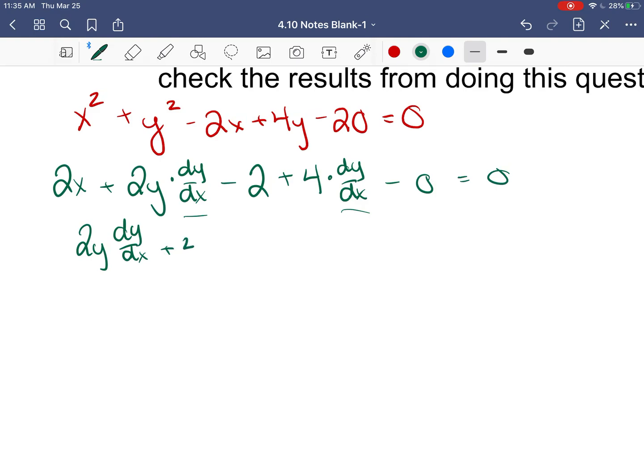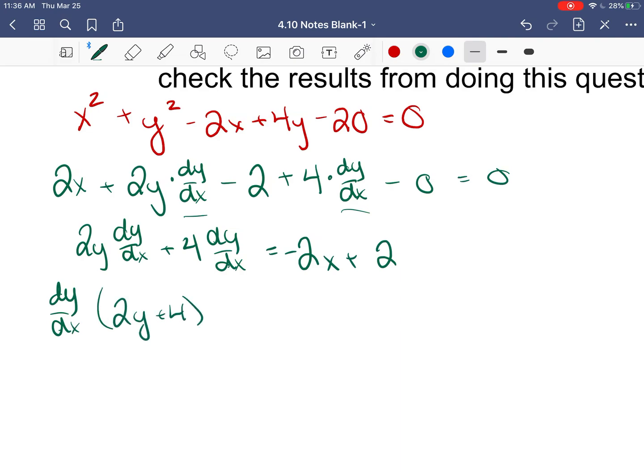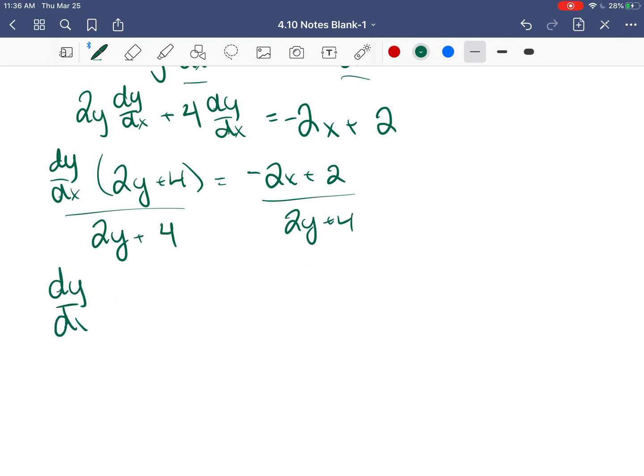So 2y dy dx plus 4 dy dx equals, I'm going to move my non-dy dx terms to the other side, negative 2x plus 2. So factor out my dy dx, and I'm left with 2y plus 4 equals negative 2x plus 2. And to get dy dx by itself, we're going to divide both sides by 2y plus 4. So dy dx equals negative 2x plus 2 all over 2y plus 4.